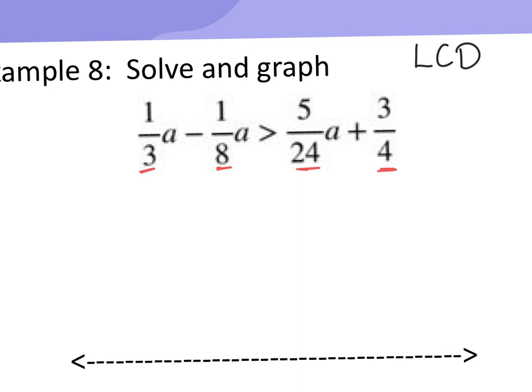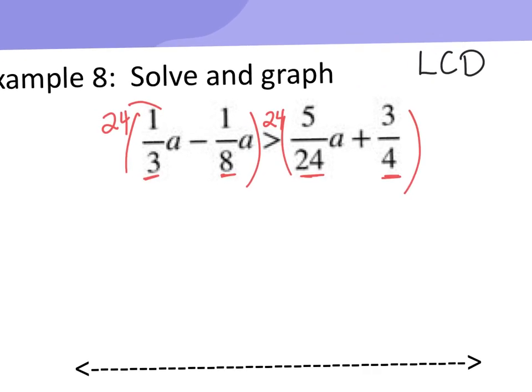And if you can't do that in your head, play around with it. Play around with a calculator, okay? There's nothing wrong with guessing and checking on these. So on the left side, we're multiplying by 24, and we're also multiplying by 24 on the right. Time to distribute it out. So 24 times 1 divided by 3. 24 times 1 divided by 3, she said, was 8. Good.